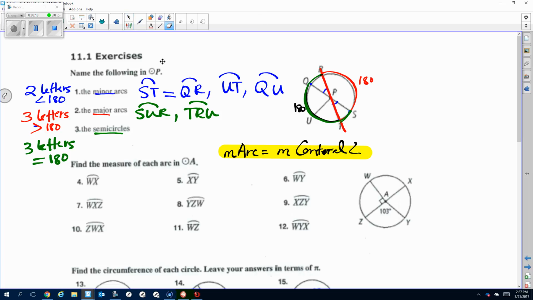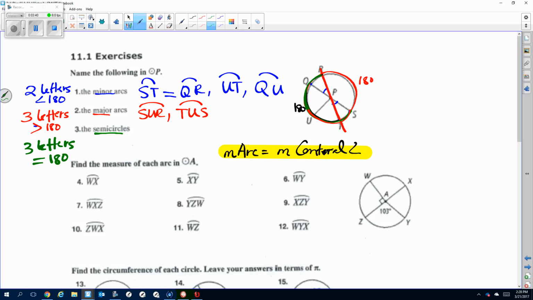I'm going to rename these, keep the color coding the same. So major was red I had on here. So SUR, and then that would be like that. And then we had TUS. There's more than one. All right, semicircle equals 180.